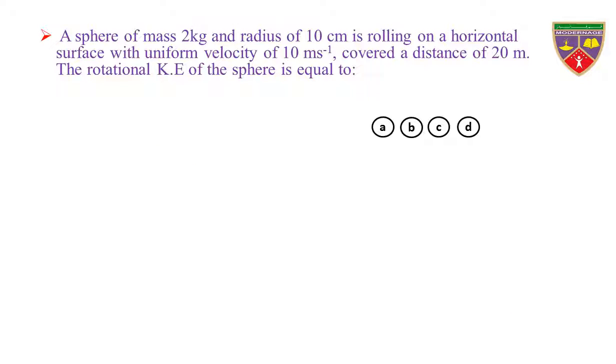A sphere of mass 2 kg and radius 10 centimeters is rolling on a horizontal surface with uniform velocity of 10 meters per second, covering a distance of 20 meters. The rotational kinetic energy of the sphere is: option A, 20 joules; option B, 40 joules; option C, 80 joules; option D, 100 joules. The key is 40 joules. Therefore, the correct option is B.